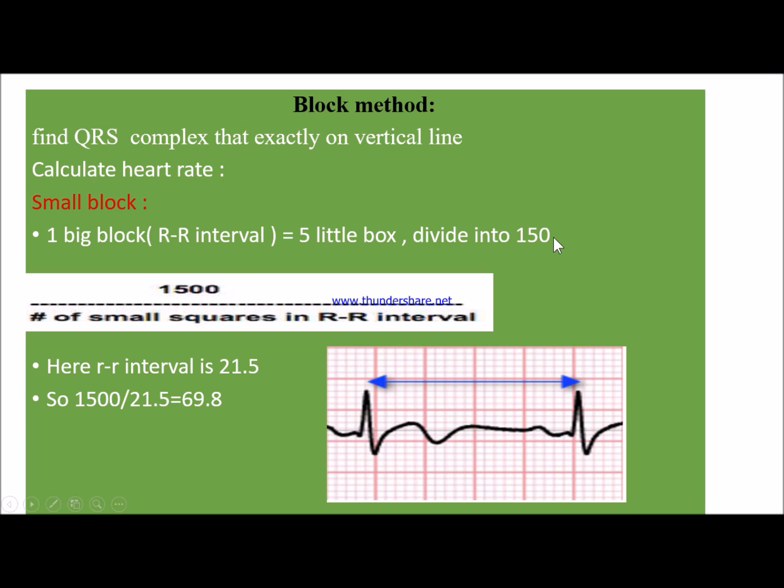1500. Here, if we count 1, 2, 3, 4, 5, 6, 7, 8, 9, 10, 11, 12, 13, 14, 15, 16, 17, 18, 19, 20, 21 and 21.5. So we need to divide 1500 by the number of small squares from one R wave to the next R wave. So it is 21.5, and the result is 69.5. So our heart rate is 69.5. Let's see the large block method.